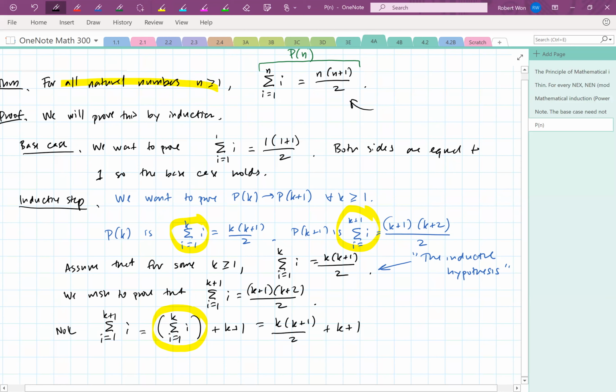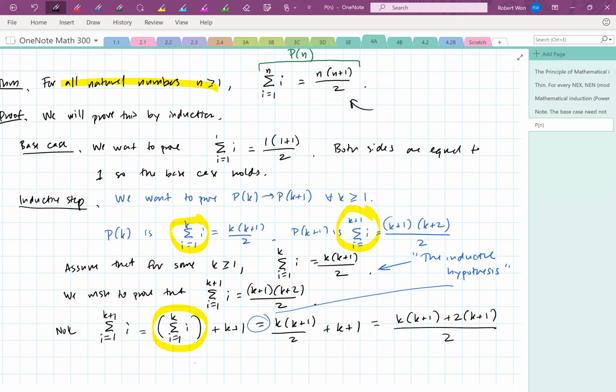So here, I'm using the inductive hypothesis. Okay, but now this is just an exercise in simplifying some fractions. This is k times k plus 1 plus 2 times k plus 1 over 2. I just got a common denominator. And now I can factor the numerator to k plus 2 times k plus 1 over 2, which is what we wanted. Right? So I've proven what I wanted.